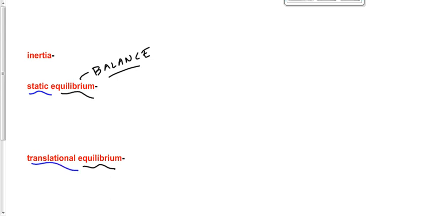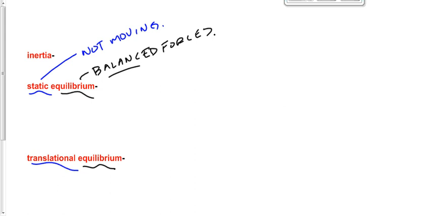Static means not moving. So if we're talking about an object in static equilibrium, we're talking about an object that's not moving, it's at rest, and has balanced forces. An object that's in static equilibrium has all the forces acting on it balancing off with each other. There's nothing unbalanced. What's that object going to do? Keep not moving? Can you say that? It's going to stay at rest. Okay, the object that's at rest is going to stay at rest.